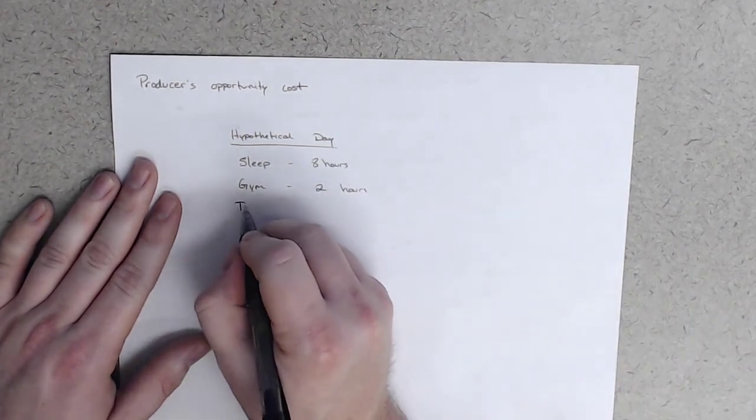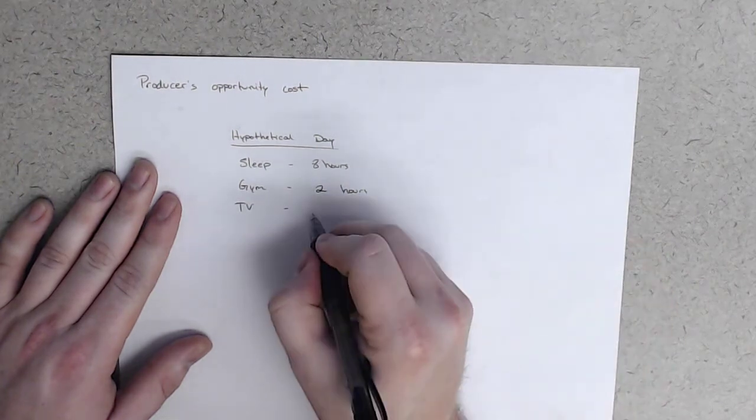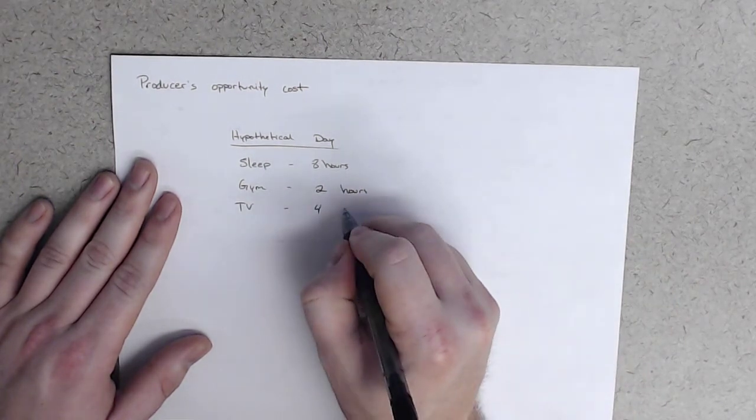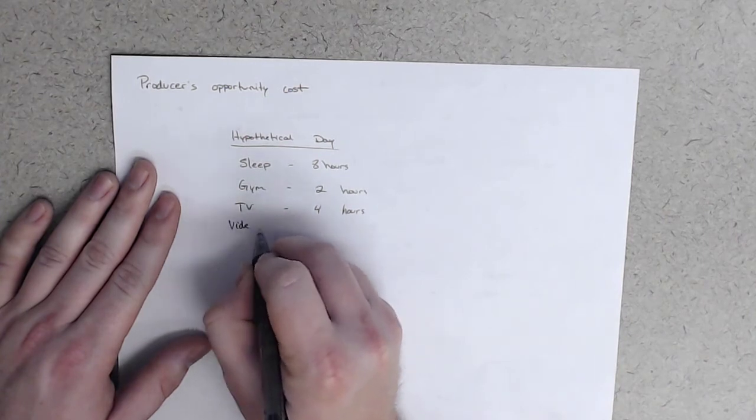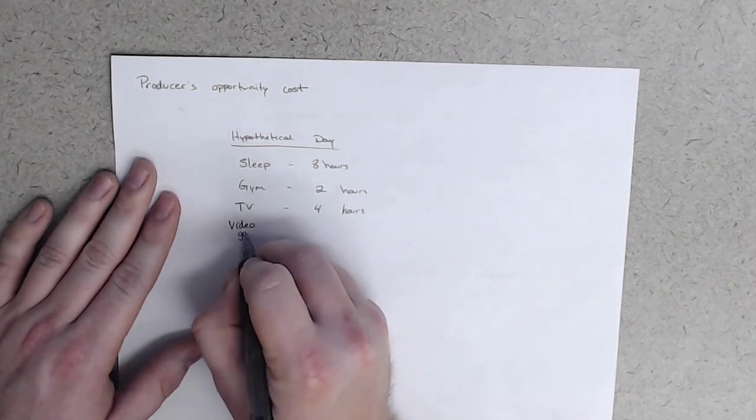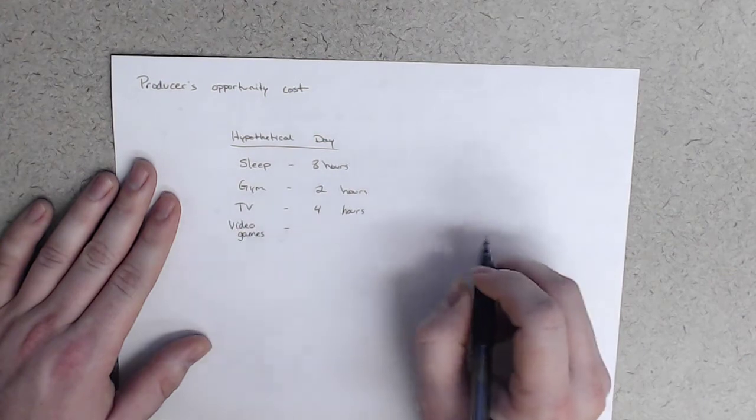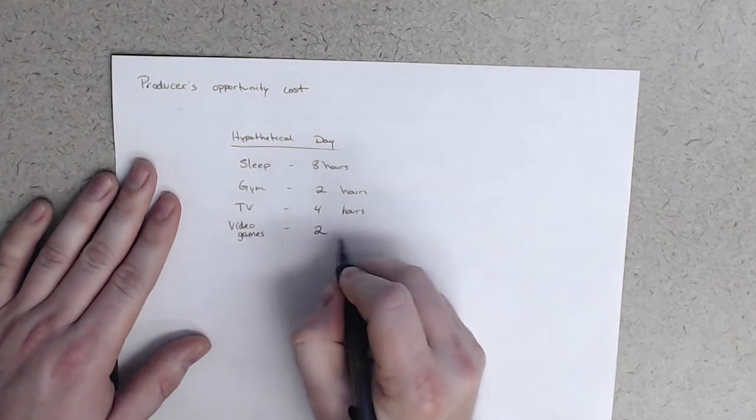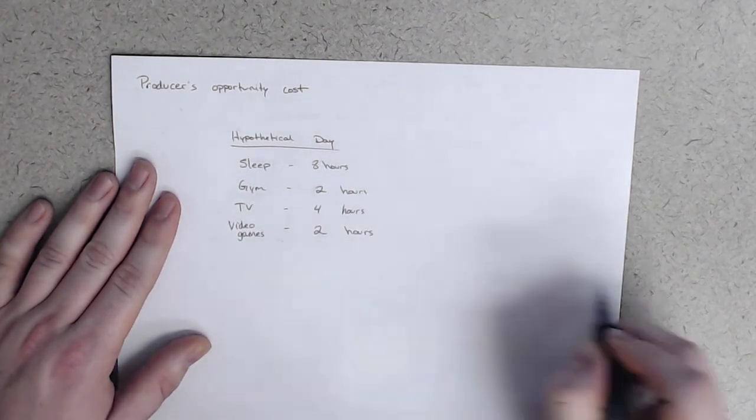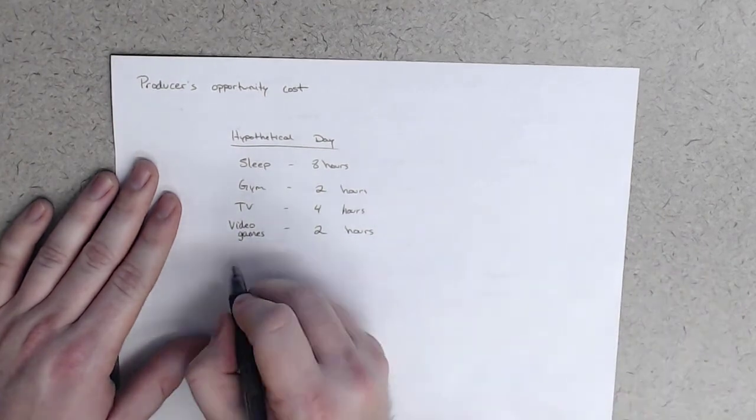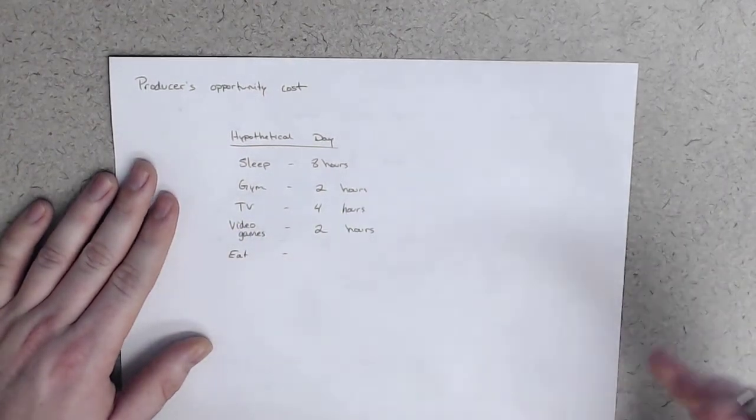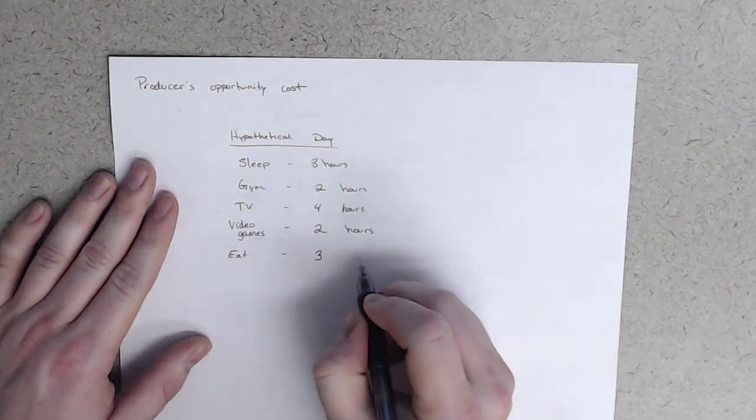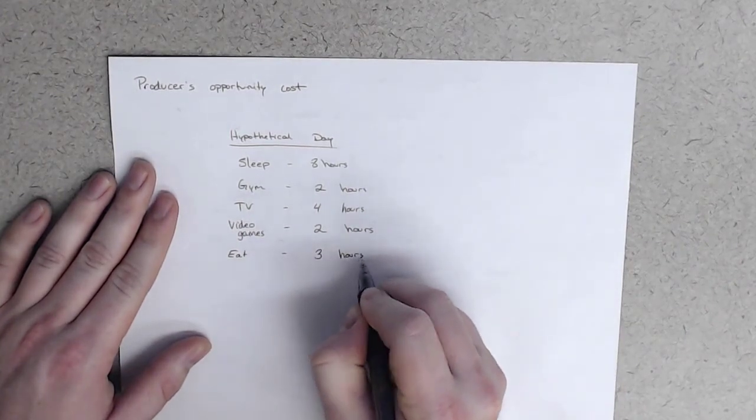You want to watch TV. You're really just looking to veg. So you do that for 4 hours. And of course, you have to play video games. What sort of a day would it be without video games? You want to do that for 2 hours. Okay. Eating, right? You want to eat 3 meals, and you're going to take your time. It's your day off, so you'll eat for 3 of your hours.